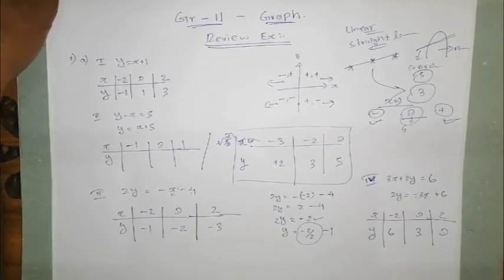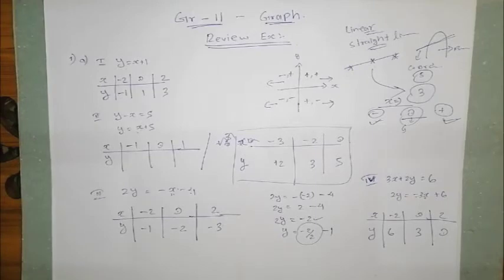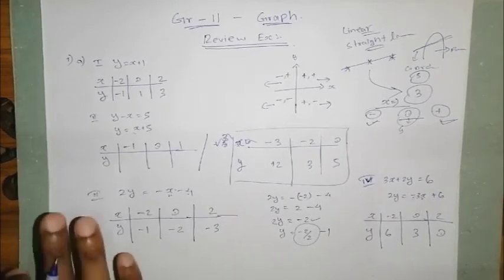So we take all the values for each and every linear graph. So we make the table.